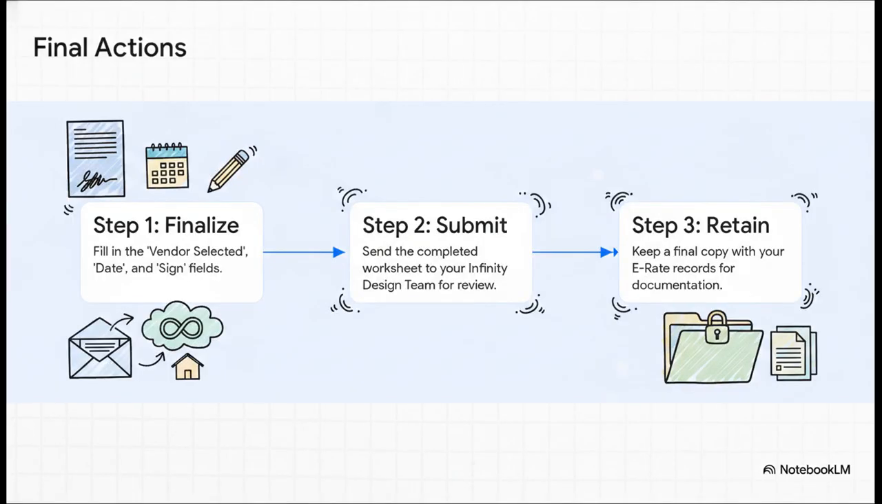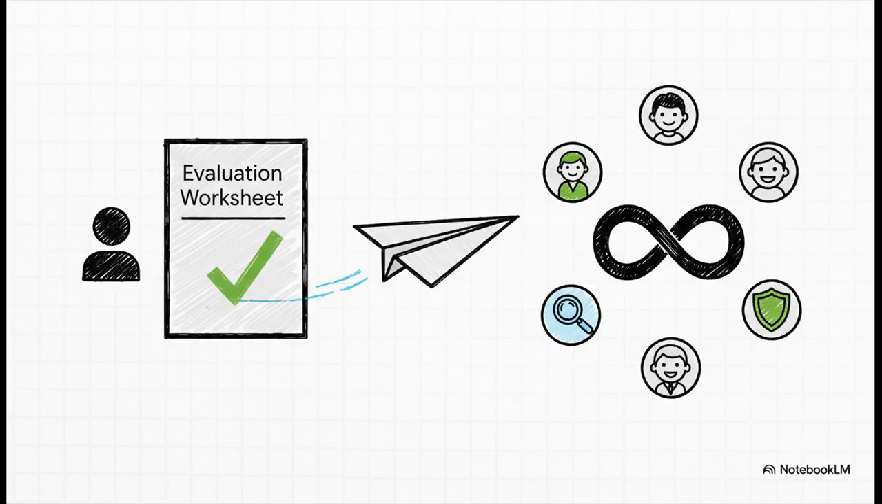Okay, we are in the home stretch. Just 3 final things. 1, fill in the winner, the date, and sign it. 2, shoot the completed worksheet over to us, your Infinity design team, for a quick review. And 3, always, always save a final copy for your own E-rate records. And just like that, you're done. Your bid evaluation is complete.